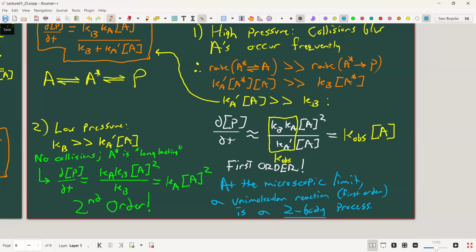So when we were describing A colliding with A to ignite A, it could be A with one of the helium, the inert gas. It could be a helium atom, yeah, or it could be with the walls of the reactor too. Okay. Any sort of body that will absorb that energy.